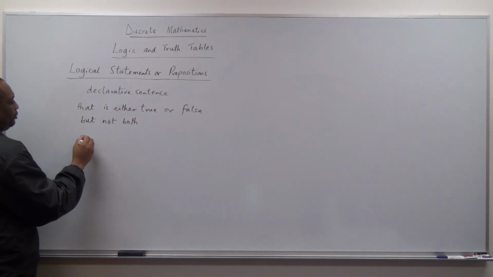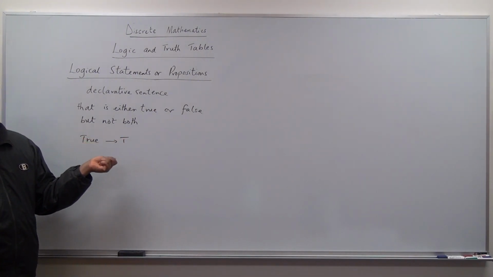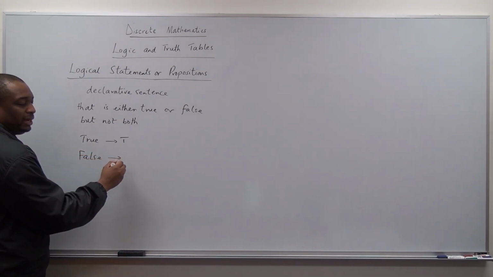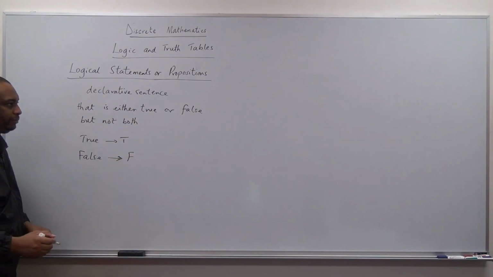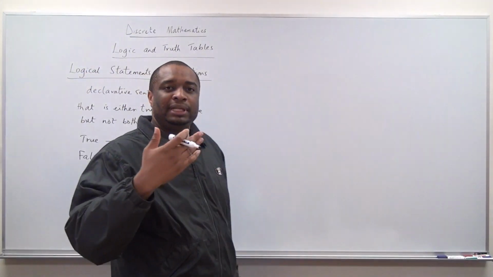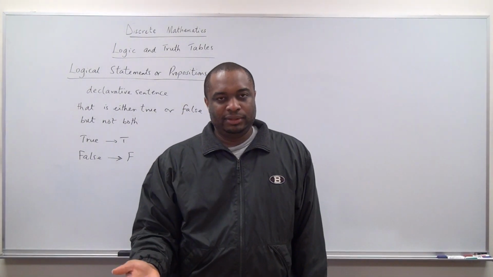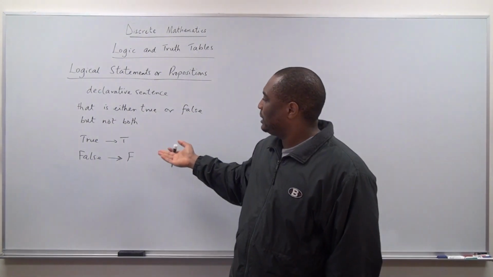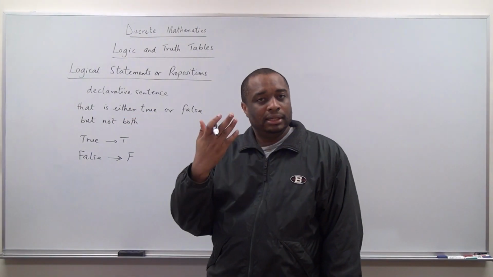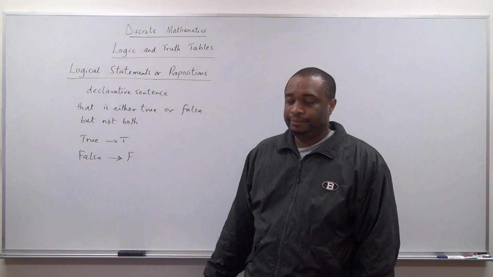Okay, if it is true, we assign it a truth value of uppercase T. If it is false, we assign a truth value of uppercase F. So if we look at a sentence, a declarative sentence means the sentence declares a fact. If that sentence you said is true, then we assign it a truth value of uppercase T. If the sentence is false, we assign it a truth value of uppercase F.